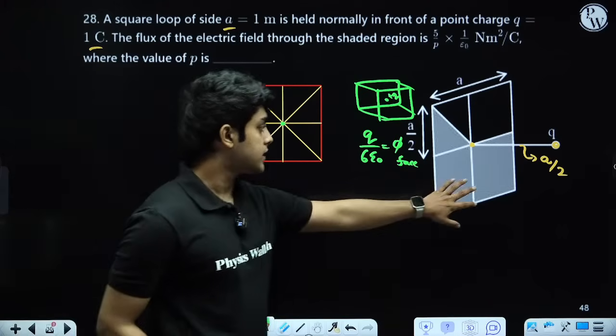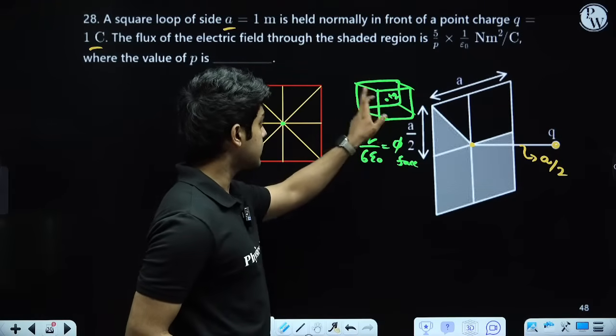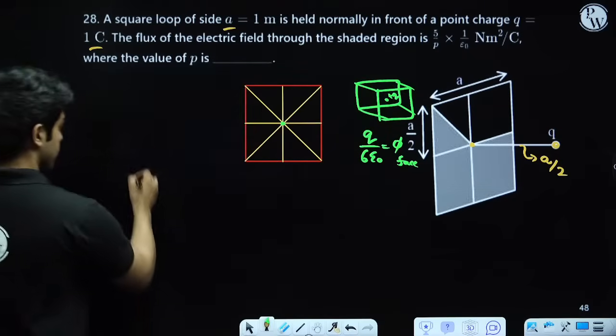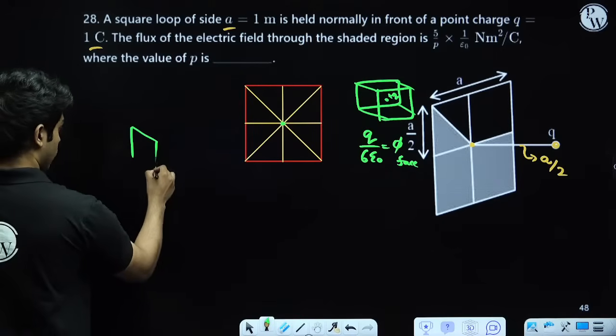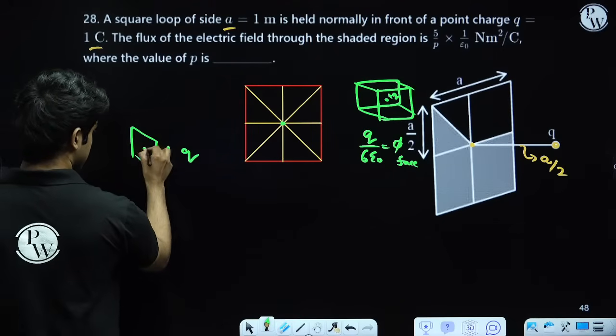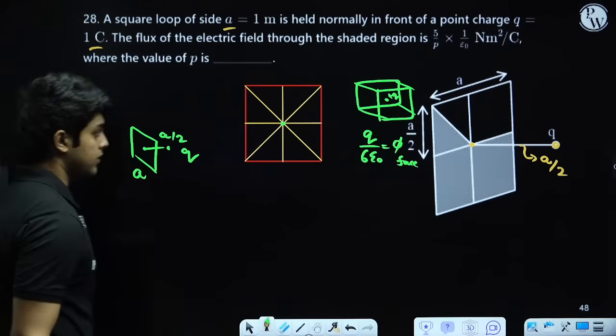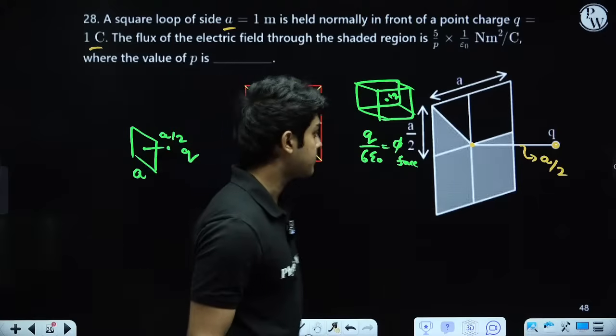This situation is exactly identical to this situation. If you ignore all the faces and only choose one face of the cube, then the point charge q is placed at a distance of a by 2 from the center of the square, and the side of the square is a, which is the same as this situation, right?